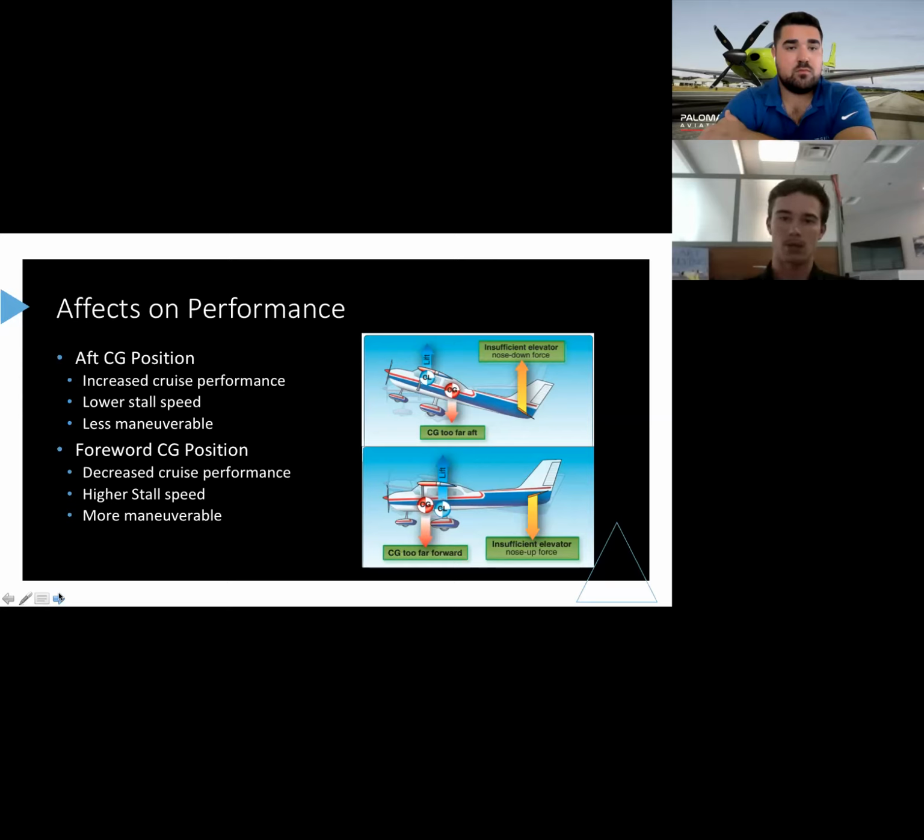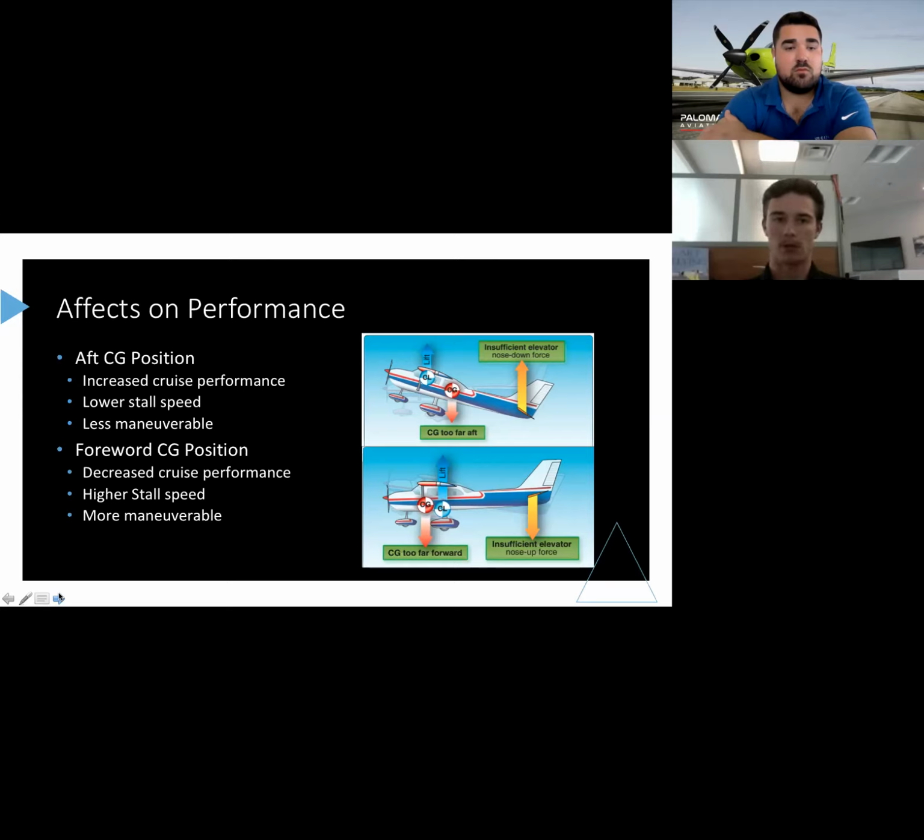So as the CG starts to move backwards, that elevator is now producing a little bit less of a nose up force because the CG is getting closer to the center of lift. So if the CG is closer to the center of lift, there's less of a moment, so there's less upward nose force required from the elevator. Now as the CG moves forward, there's going to be a heavier nose, which is going to require the elevator to produce more downward force, and eventually you might end up where there's not enough nose up force created by the elevator.